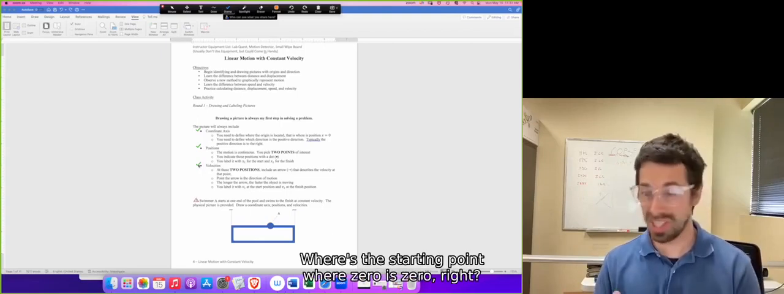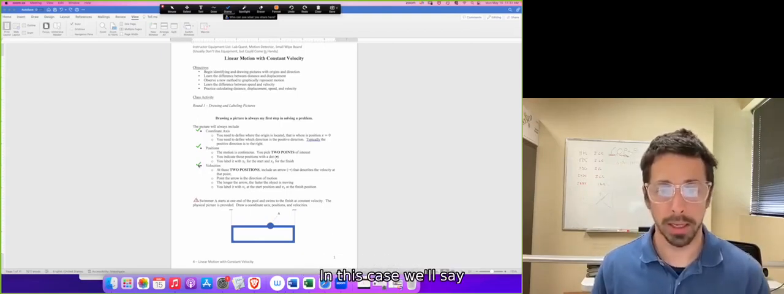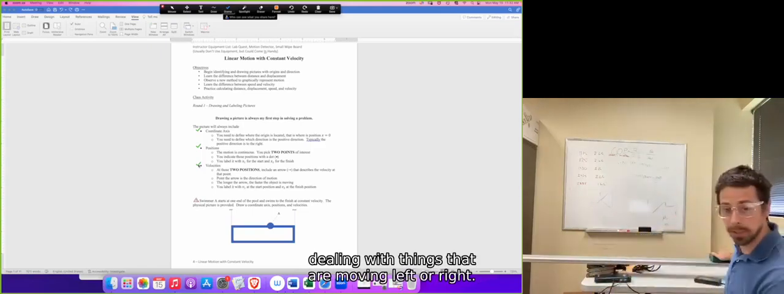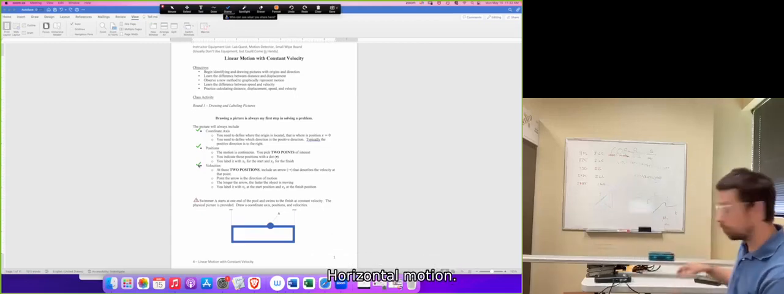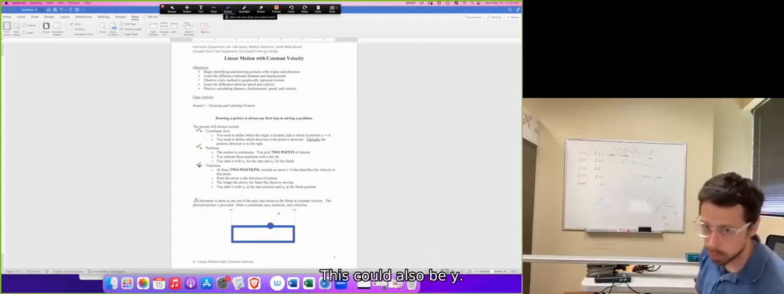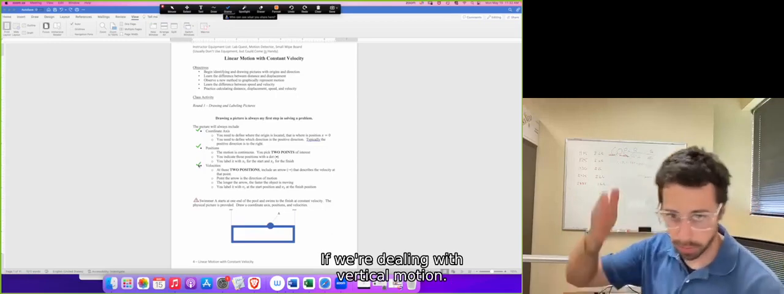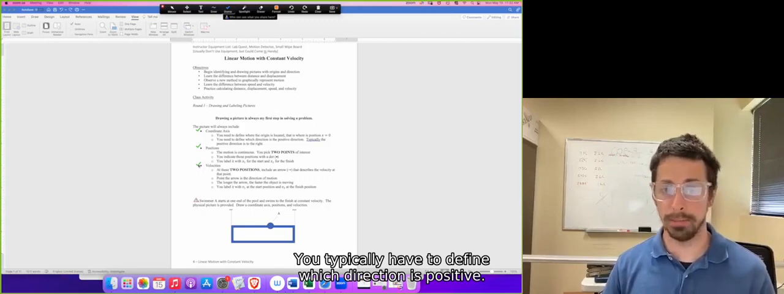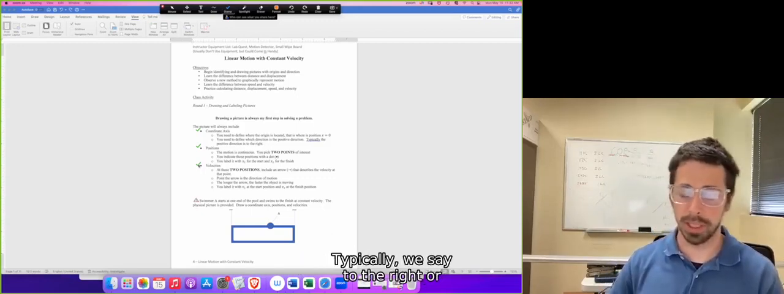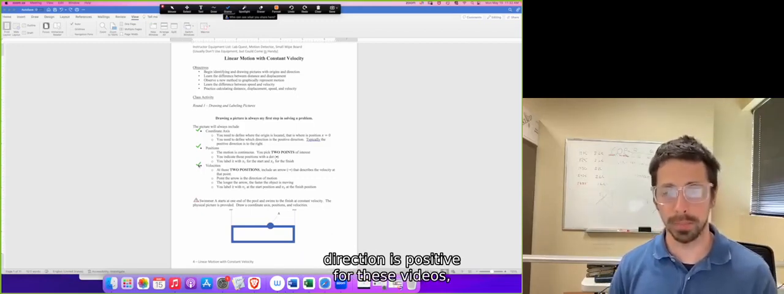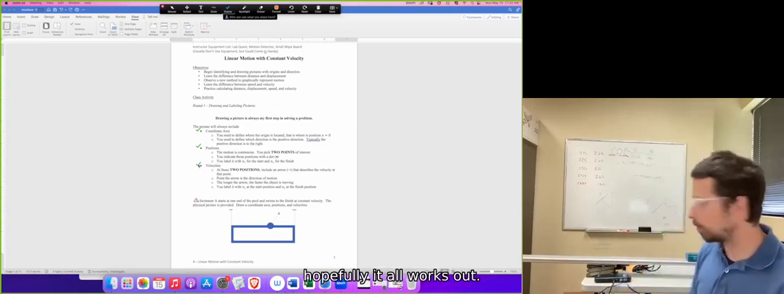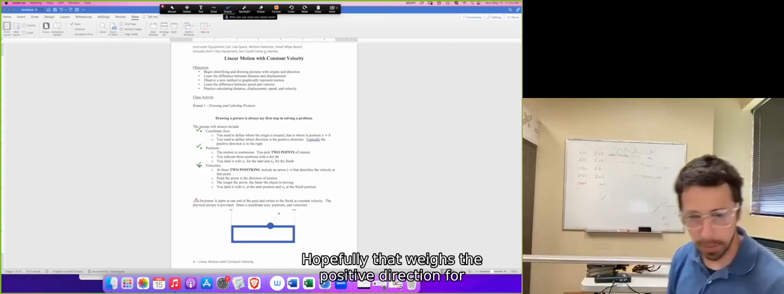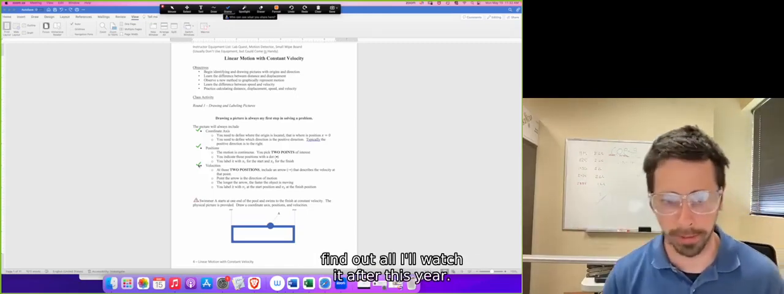Where's the starting point? Where is 0, 0? In this case, we'll say position x equals 0 because we're dealing with things that are moving left or right. Horizontal motion. This could also be y if we're dealing with vertical motion. And you typically have to define which direction is positive. Typically, we say to the right is the positive direction. For these videos, hopefully it all works out. Hopefully that way's the positive direction. We'll find out. I'll watch it after this.